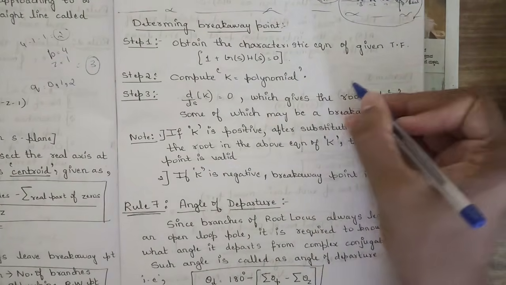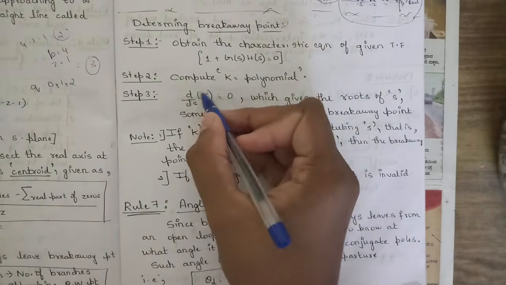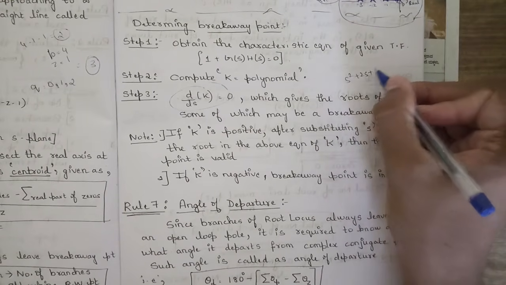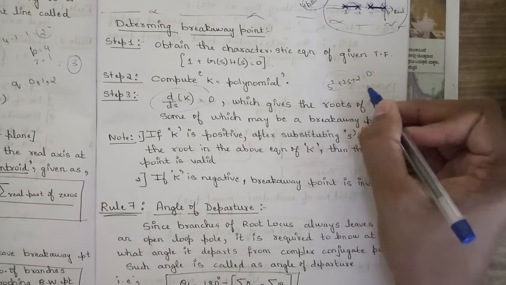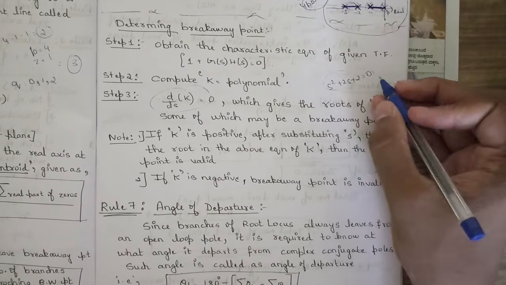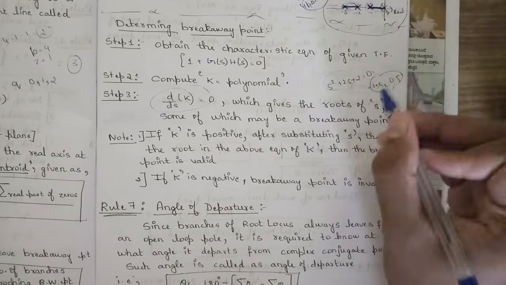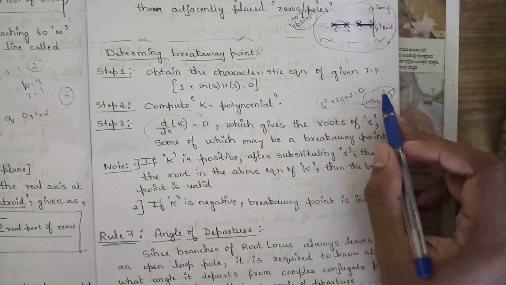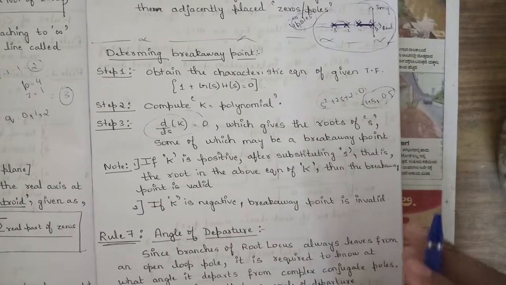For example, if we get a polynomial equation after putting dK/ds equal to 0 as s square plus 2s plus 2 equal to 0, we need to find its roots. Let's consider that the roots we have obtained, roughly, are minus 1.5 and minus 0.5. Now we need to check the breakaway point in this case. These are the two breakaway points which we got, but for the example I have taken, we need to check which is the valid breakaway point.